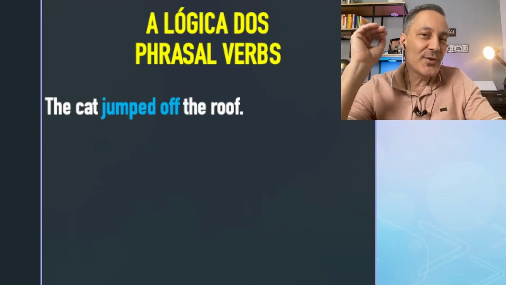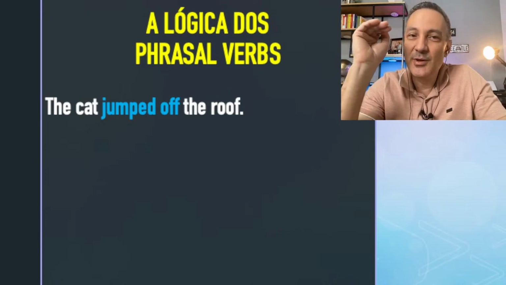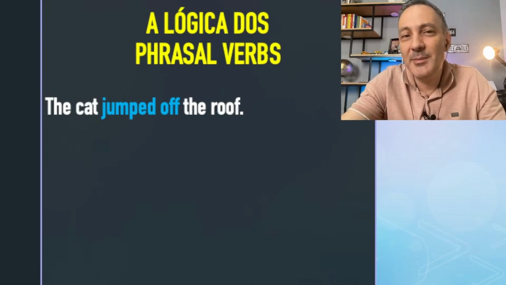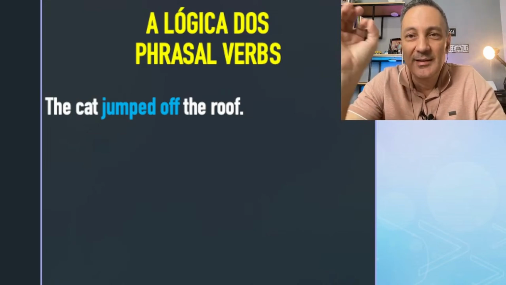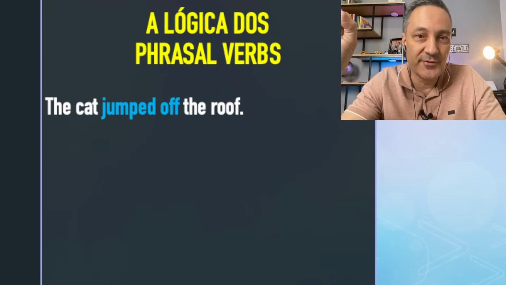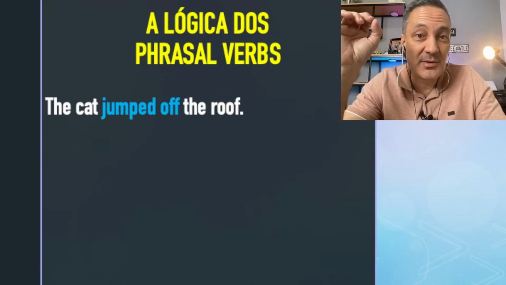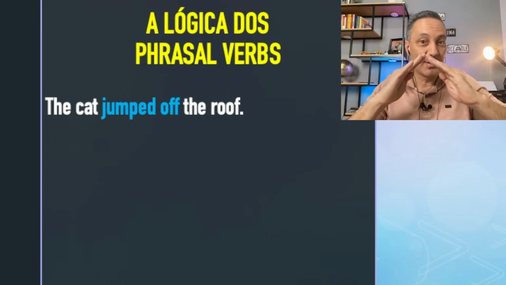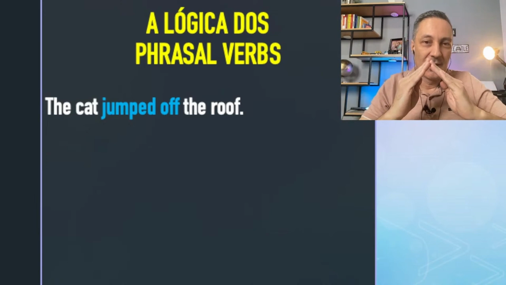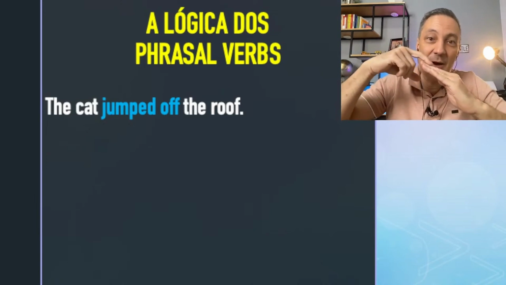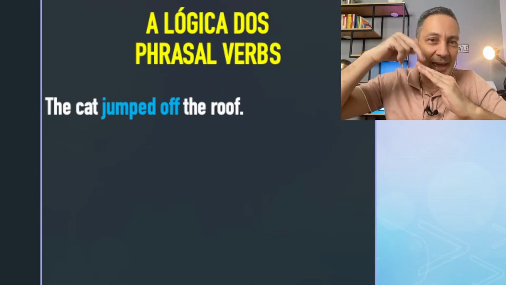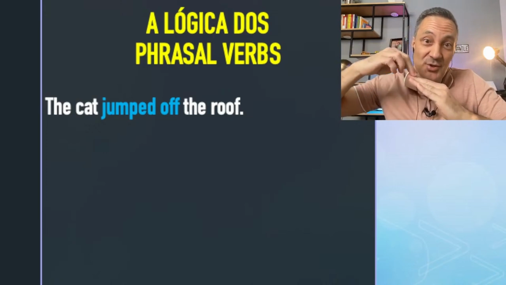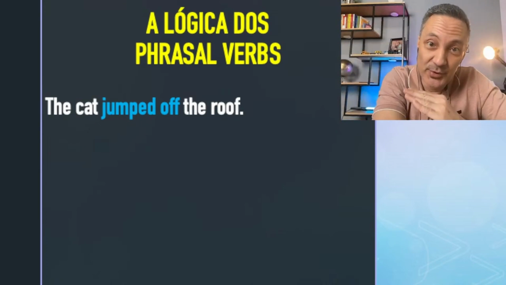All right, if you understand the concept of the word off, this sentence now will probably be very easy to understand. The cat jumped off the roof. Okay, so we have a house. Picture a house. And the top of the house is the roof. The cat is on the roof, but the cat decided to jump off the roof.